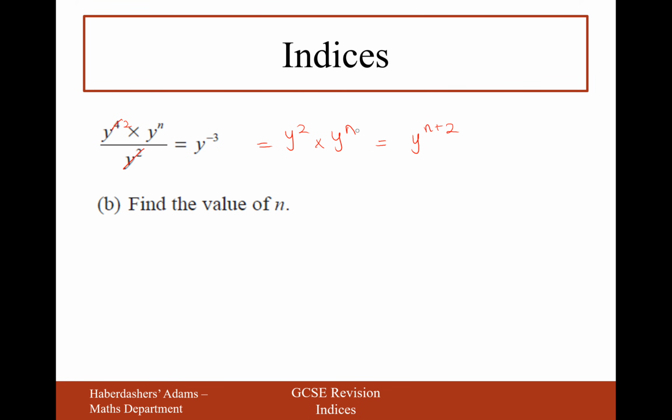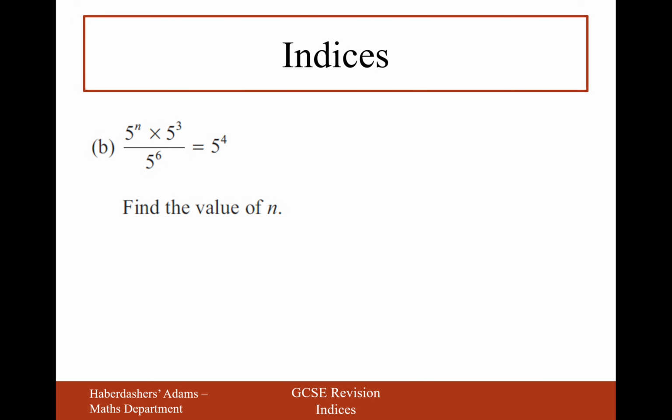You add the indices together when you're multiplying algebra, so it's going to be n plus 2 equals minus 3 if we compare this and this. So therefore n is going to equal minus 5. Okay, there we are. That's the answer to this question. Let's move on to the next one. Pause the video and give this one a go.